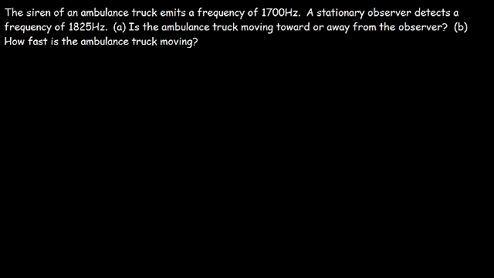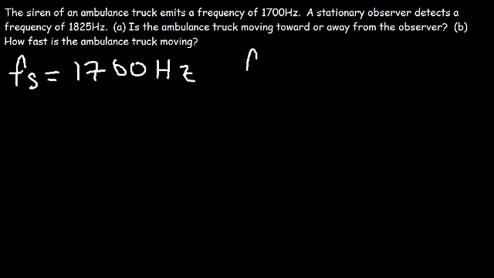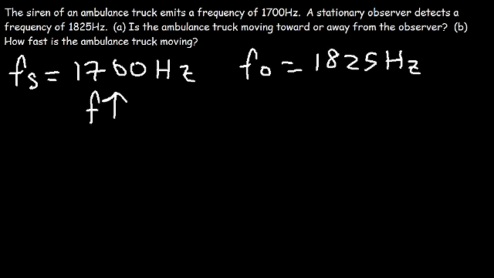The siren of an ambulance truck emits a frequency of 1700. So Fs is 1700 Hertz. A stationary observer detects a frequency of 1825. Is the ambulance truck moving toward or away from the observer? Because the frequency detected by the observer is higher than the source, the frequency increased, which means that the truck has to be moving towards the observer.